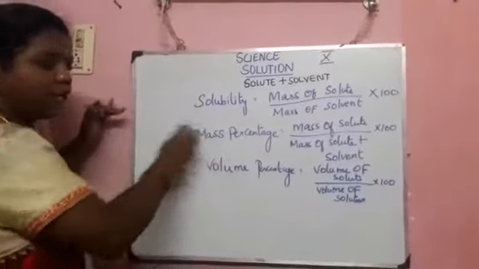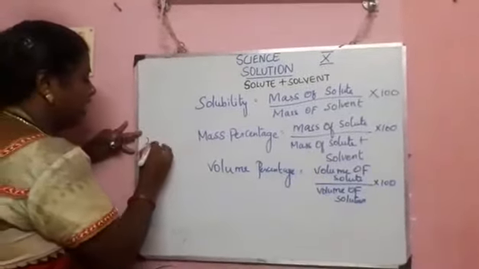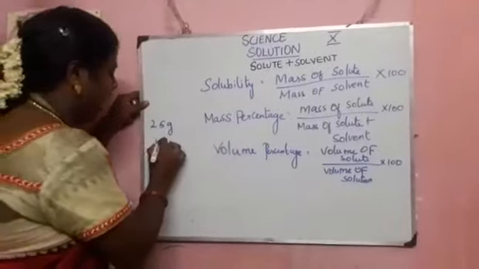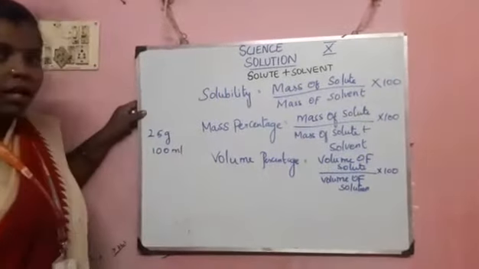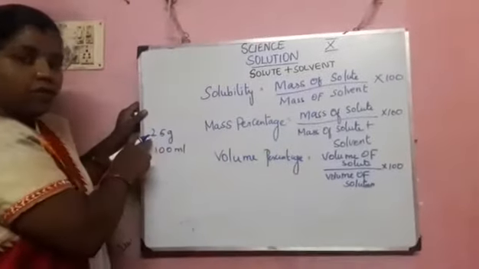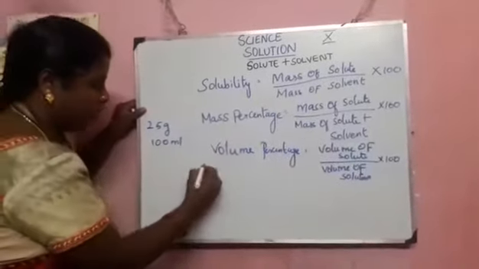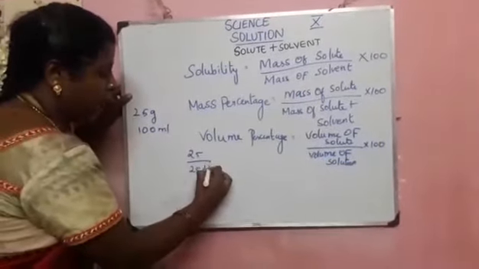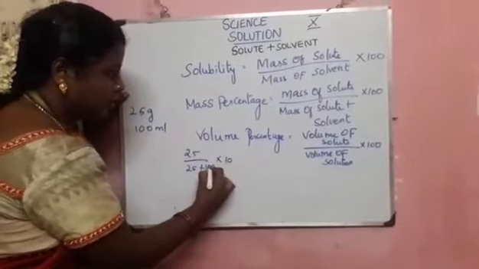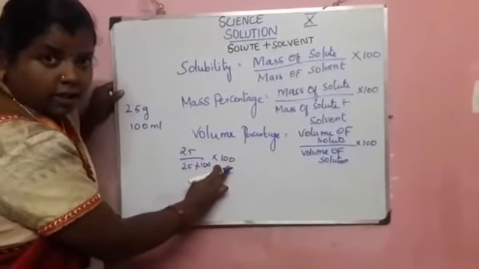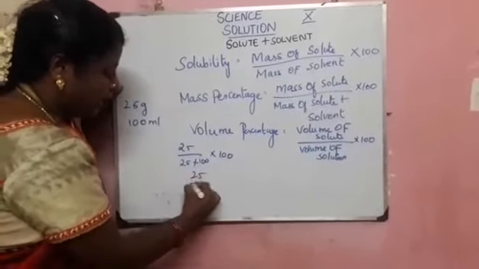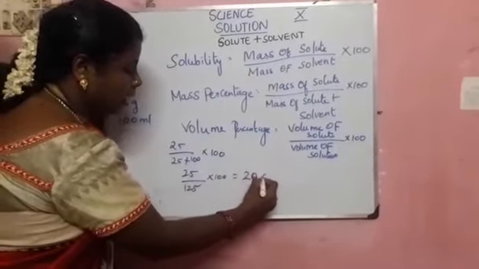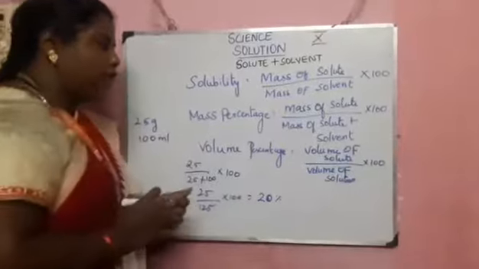Let's see an example for mass percentage. Consider 25 gram of sugar dissolved in 100 gram of water. First, find which is the solute: 25 is the solute and 100 is the solvent. So 25 divided by 25 plus 100, which is solute plus solvent, into 100. This 100 is for the percentage. So 25 divided by 125 into 100 gives 20 percent. This is the way you find the mass percentage.